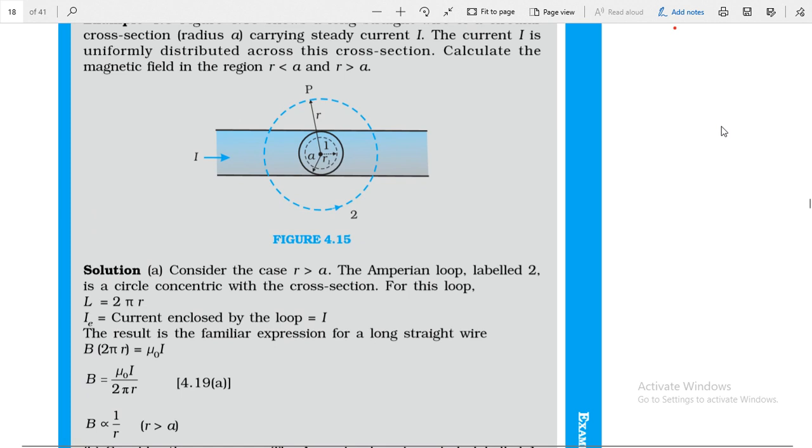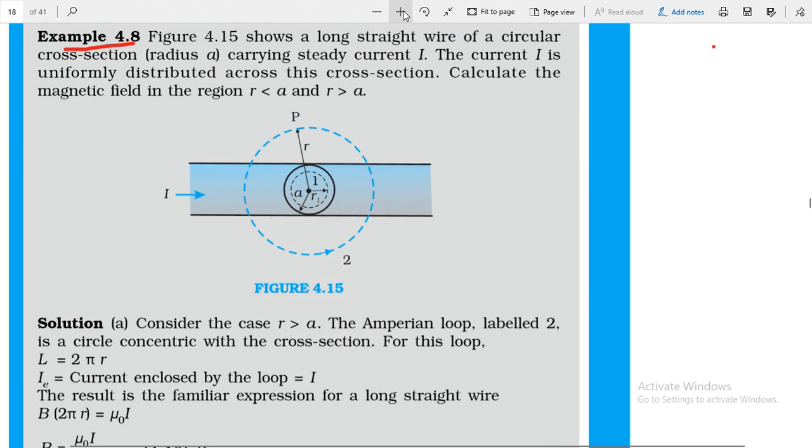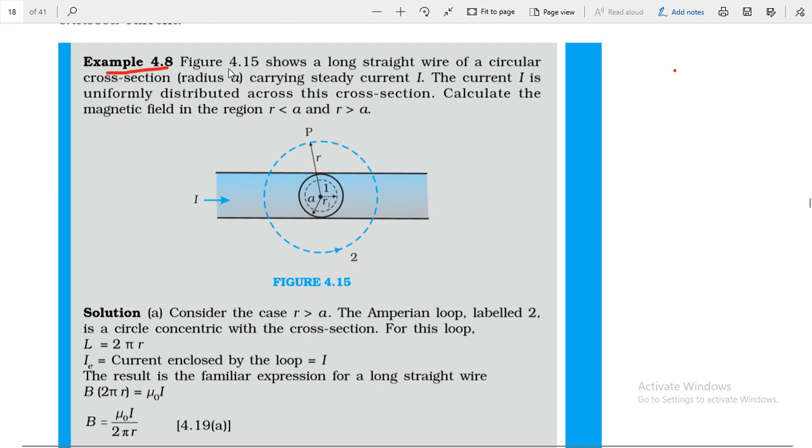This one is the example of NCERT. You can see example 4.8. Let me read the question first. Figure 4.15 shows a long straight wire of circular cross section radius a. The cross section radius is small a, it is given, carrying steady current I.